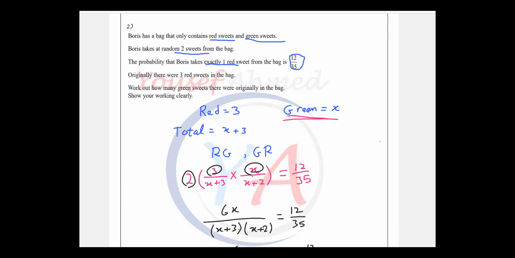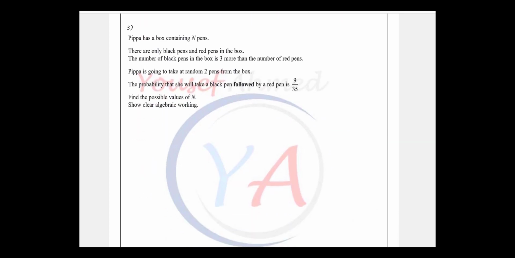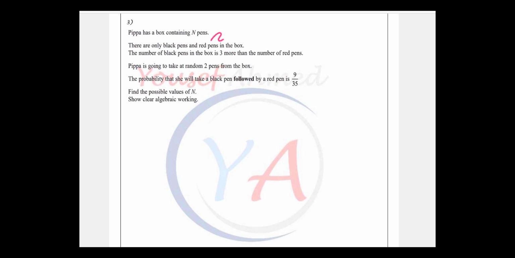By the way, question 2 was in the exam June 2019, paper 2H. If you go to question 3, Pippa has a box containing n pens. There are only black and red pens in the box. The number of black pens in the box is 3 more than the number of red. So if the red is x, the number of black pens in the box is x plus 3. 3 more means x plus 3, not 3x. 3x, or triple x, is wrong, it's x plus 3.